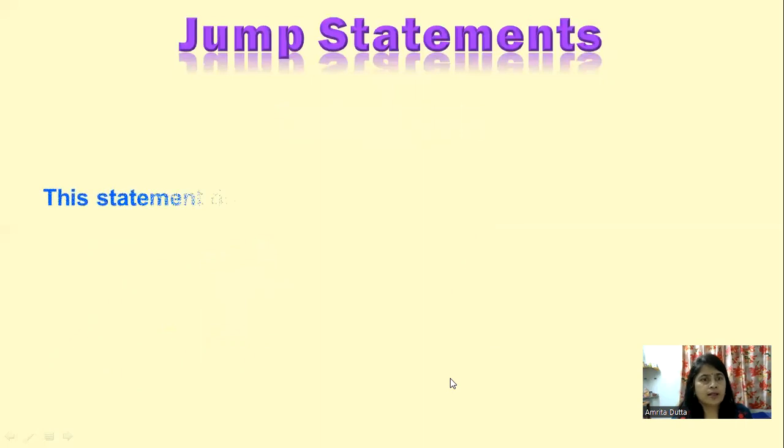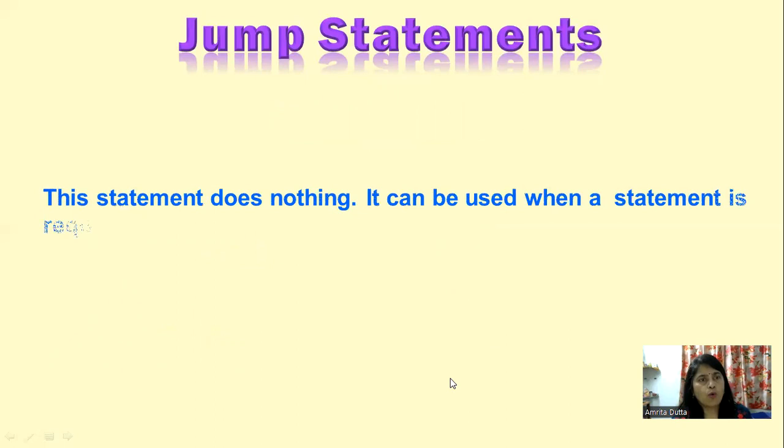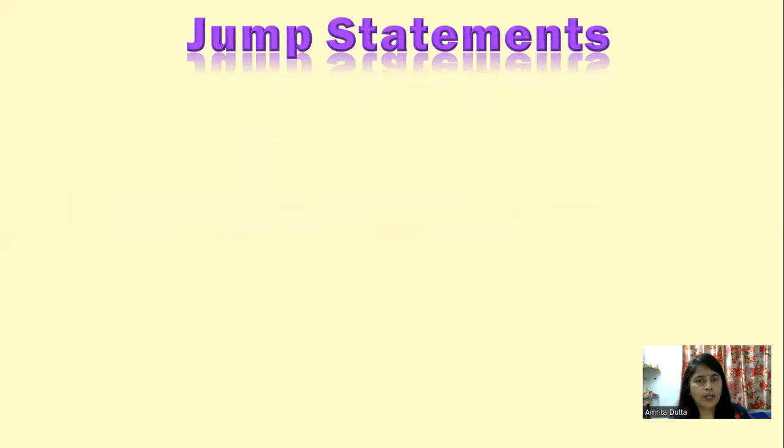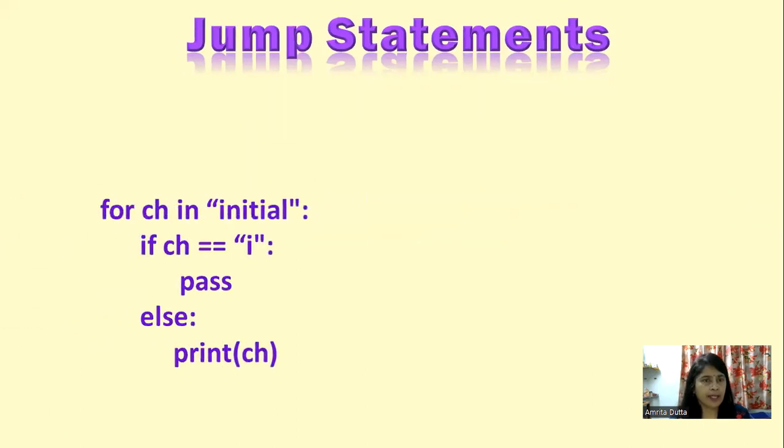Now the last statement, that is pass. What is it? This statement does nothing. It can be used when a statement is required syntactically, but the program requires no action. Pass means it will pass to the next instruction. So it will not do anything. So how can we use it? We can see the example again.